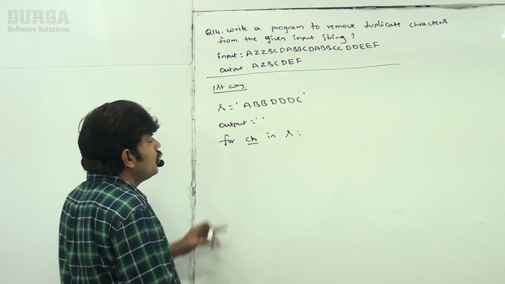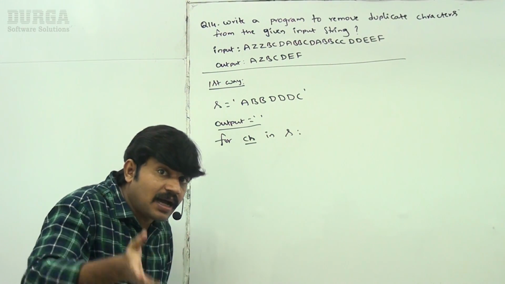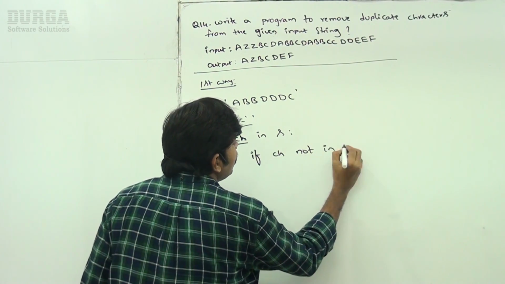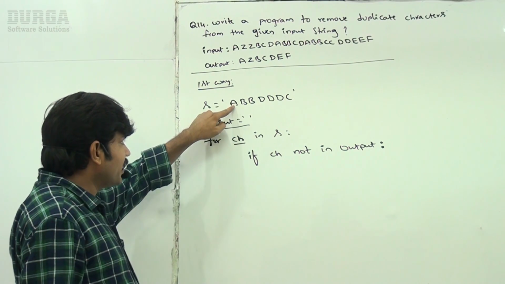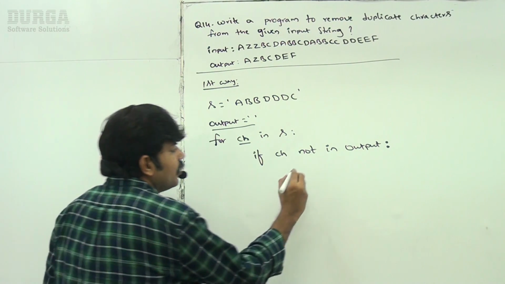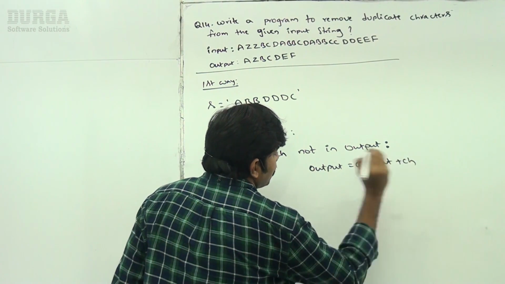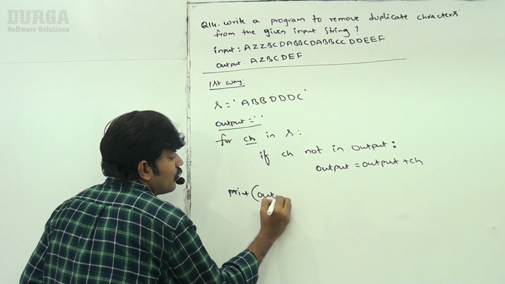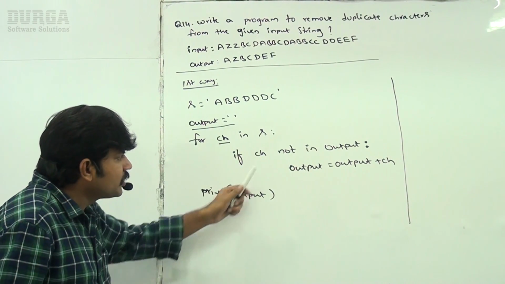So what do I have to check? If this character is not already added to the output, that is, if CH not in output, observe that. Take one character. If it is not already added to the output, then can you please add it to the output, sir? Output is equal to output plus CH. Next, print of output. That's all. Simplest example to remove duplicates present in the given string.